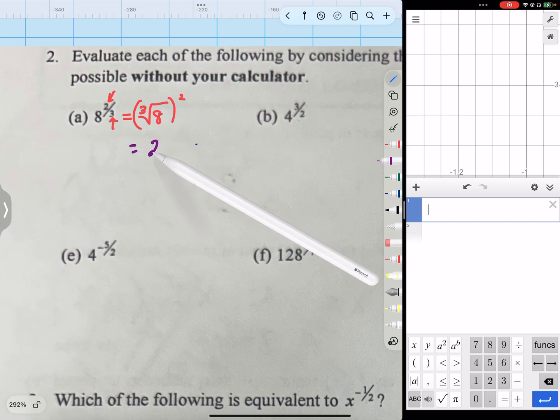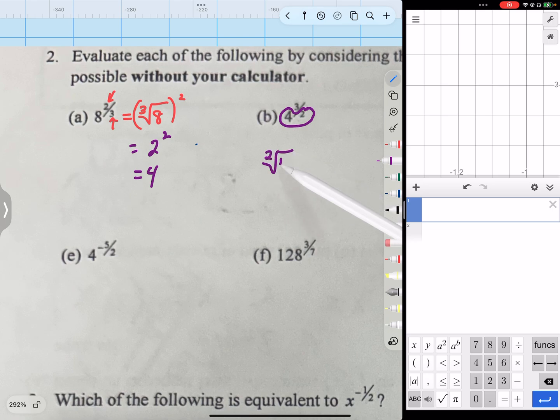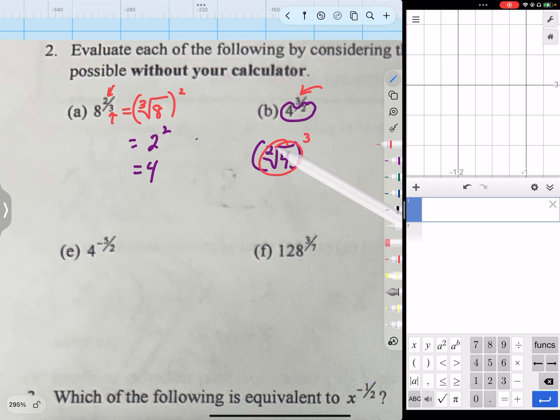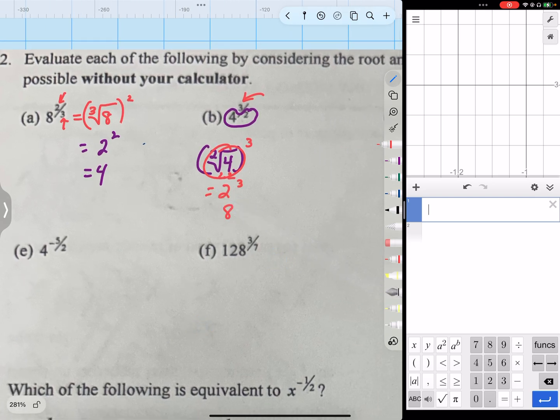So this is cube root of 8, which is just 2. And then we got to square it. So it's just 4. Same thing here. So I do the square root part first. So this is saying square root of 4. And then the 3 is like all exponents. Cube it when you get done. Take it times itself 3 times. So I square root the 4, which is just 2. 4 is 2 times 2, so I can square root it. Then I got to cube it, which is 2 times 2 times 2.